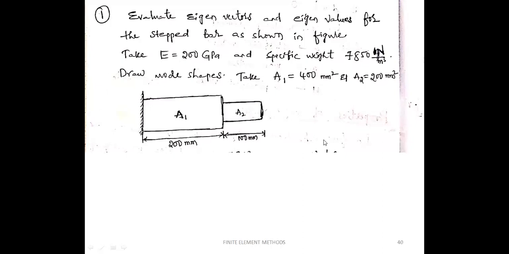So here, in finite element analysis, the steps are: first we select the domain, that is, the entire stepped bar, and we need to discretize this domain into subdomains. Here we are going to discretize this into two different elements, area 1 as the first element and area 2 as the second element.